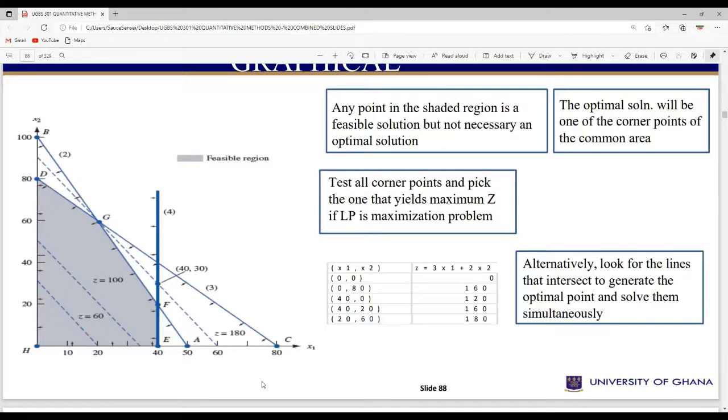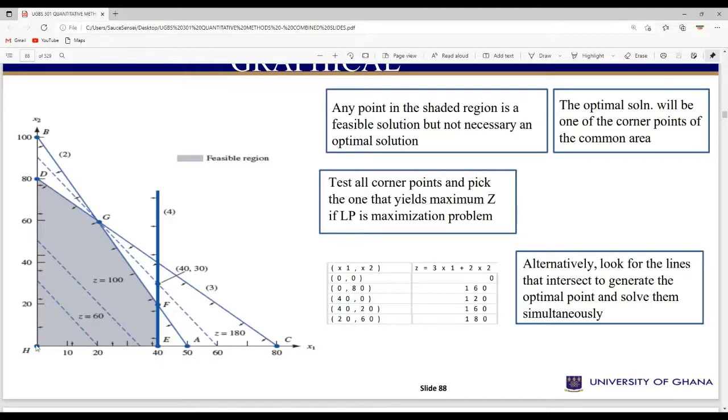Now, using this method, we are having an alternative method there. That one they call it ISO profit line. They are saying alternatively look for the lines that intersect to generate the optimal point and solve for them. You see these dotted lines, that's what they call the ISO profit line. But this point is simple. What I taught you is simple for me, yes, and I will recommend that one to you. So I won't bother to teach you the dotted one.